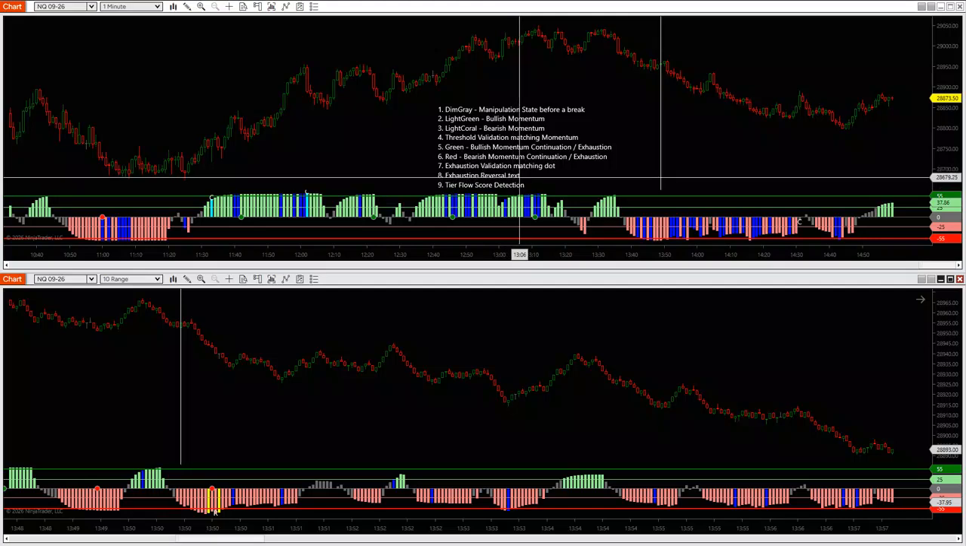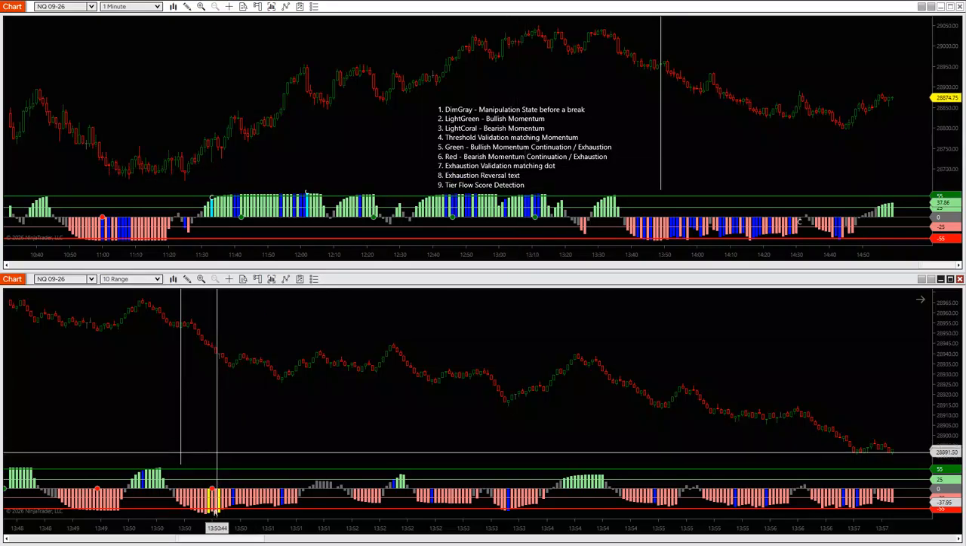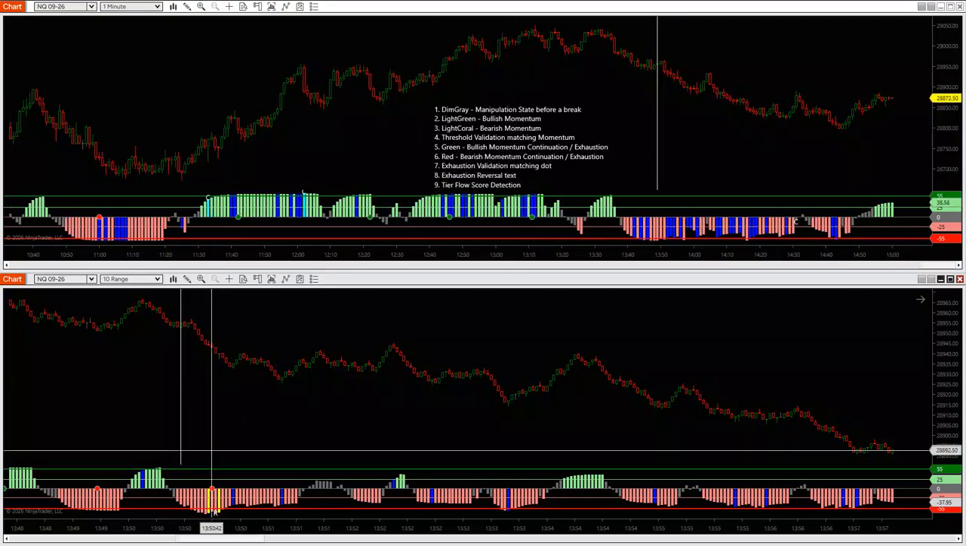The dot, so we have a dot, and the text, both of these, we're trying to find exhaustion and validation of that. Okay, so it came in kind of early here, but they did not want to turn around. I'm a trend trader, so just try to keep this in mind. I don't like reversal trading, but I'm going to tell you how to maybe approach this to do that.